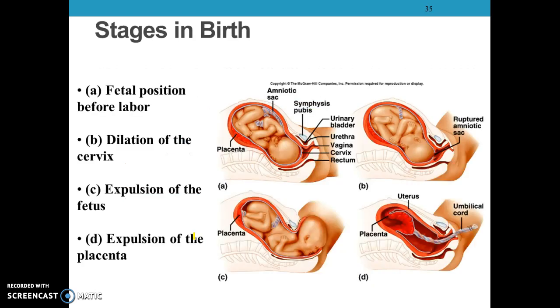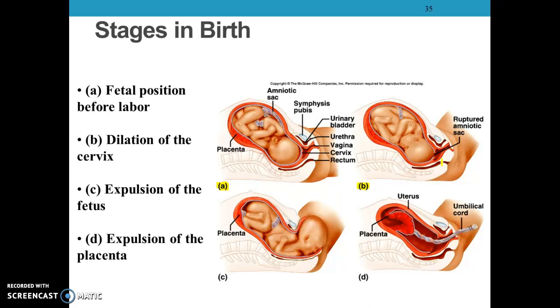So there's our stages in birth. A, right here, it says fetal position before labor. So this is just the position of a full-term fetus before contractions have happened. B is dilation of the cervix. So we've started to contract a little bit. That pushes the head further towards the opening, towards the cervix, and that means that the cervix is going to dilate, which means that it opens up even more.